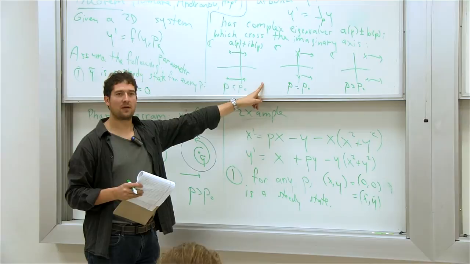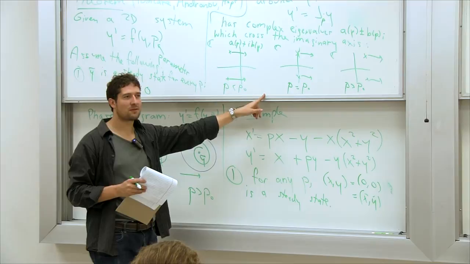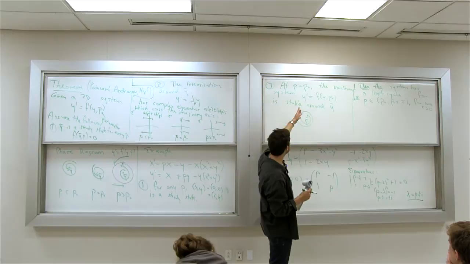That's number 2. Are you guys happy with the way that we proved number 2? Did we prove it thoroughly? Yes? Okay, great. So now we need to prove number 3. At p equal to p0, the nonlinear system is stable around y bar.